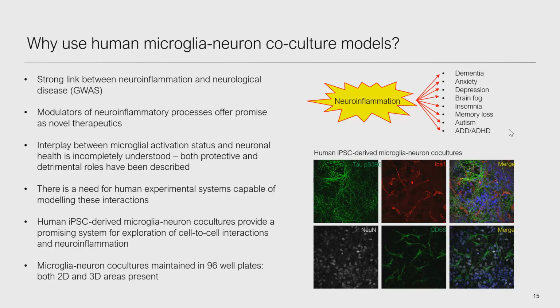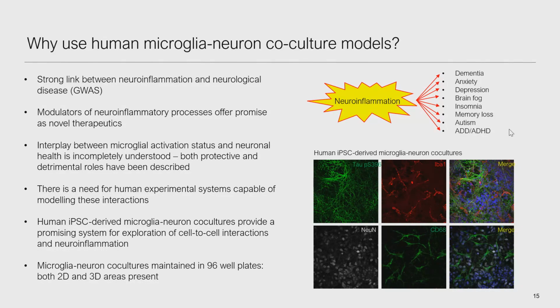We've also done a lot of work on microglia neuron co-culture models. So I think all of the data that I'm going to show you on co-cultures, we've also produced in monocultures. But the microglia neuron co-culture systems provide a really interesting system to understand the role of microglia in neurological disease and understand the interplay between neurons and microglia. So there's a strong link between neuroinflammation and neurological disease, and there's a lot of interest in trying to generate new modulators of neuroinflammatory processes.